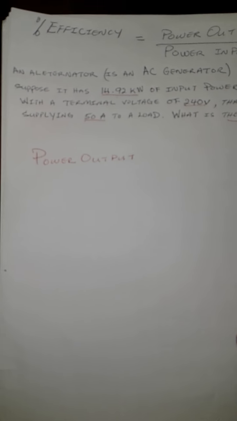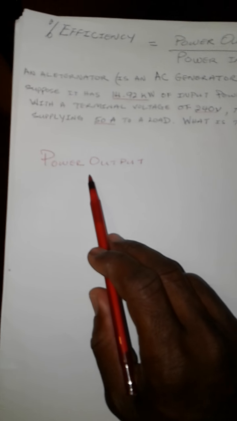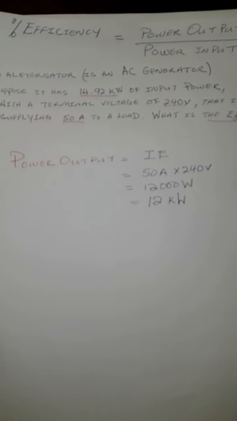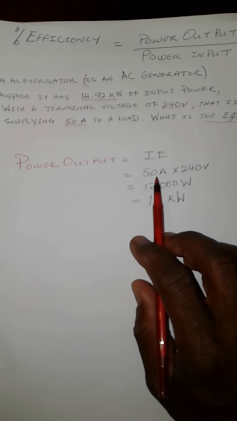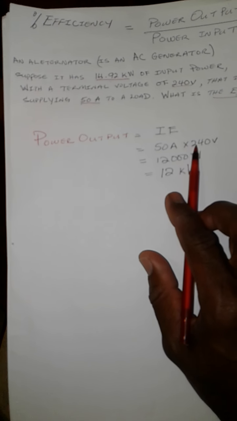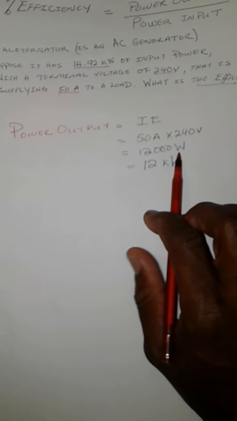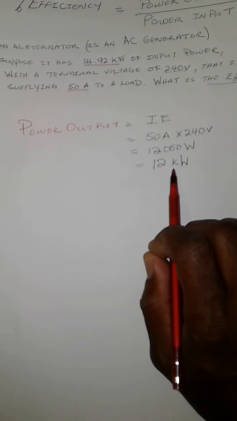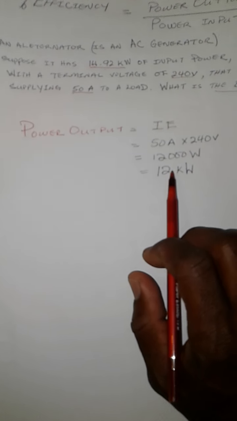Firstly, we have here given 14.92, which is our input power, and we need to calculate output power. Output power now would be equal to I times E. So we have been given 50 amperes as our supply or load amperes and 240 volts as our voltage. Multiplying them, we get 12,000 watts. Converting that watts to kilowatts, we get 12 by, of course, dividing by 1,000. So we now have our output power.